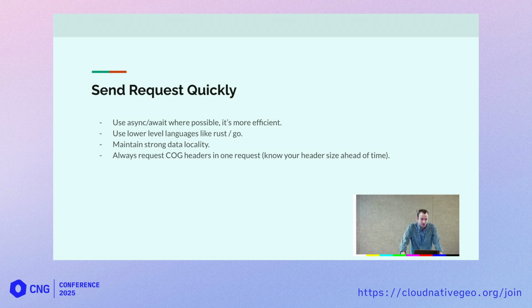Try to deploy in the same data center as your data. And always request COG headers in one request, which requires knowing your header size ahead of time, which can be a bit daunting at first, but I promise you if you set this to 32 kilobytes, it'll work for 99.9% of COGs in the wild. Sure, you'll run into a COG that's 6 terabytes and has like a 30 megabyte header. You won't run into those very often though.